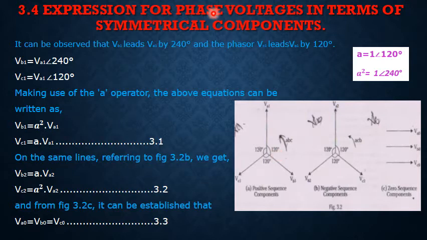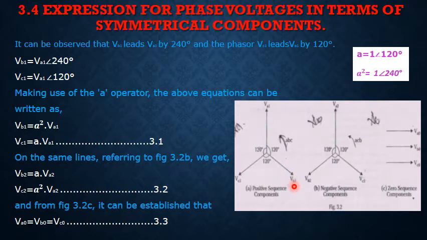With the help of these components, we are going to convert the phasor voltage in terms of symmetrical components, that is, in terms of the positive sequence, negative sequence, and zero sequence components. So let us consider figure number 3.2a. This figure represents the phasor diagram for our positive sequence component.